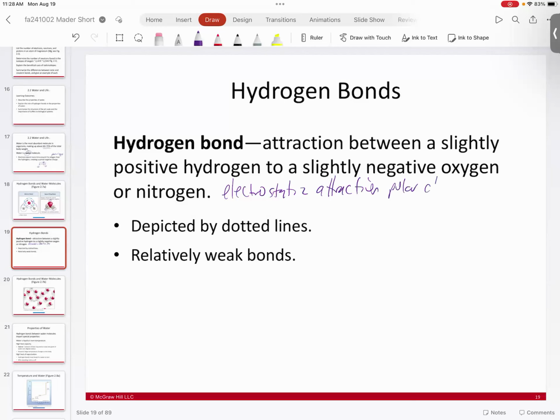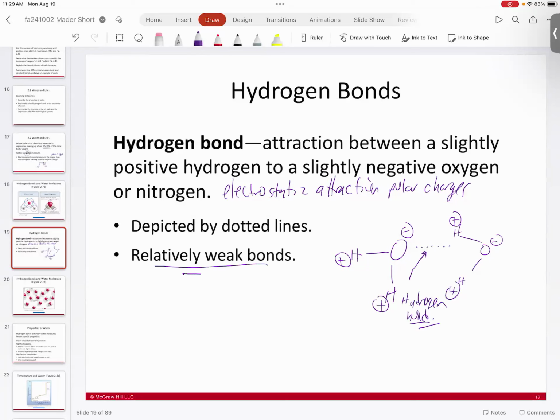Between your polar charges. Very similar to static charge. So if you take a look at water, here's one water, which has a slightly positive charge on these hydrogens and negative on the oxygen. Typically, this negative can be attracted and zipper up to the positive charge of another water molecule. And this would be the hydrogen bond. Now, it's a relatively weak bond, but in numbers, it can be strong.